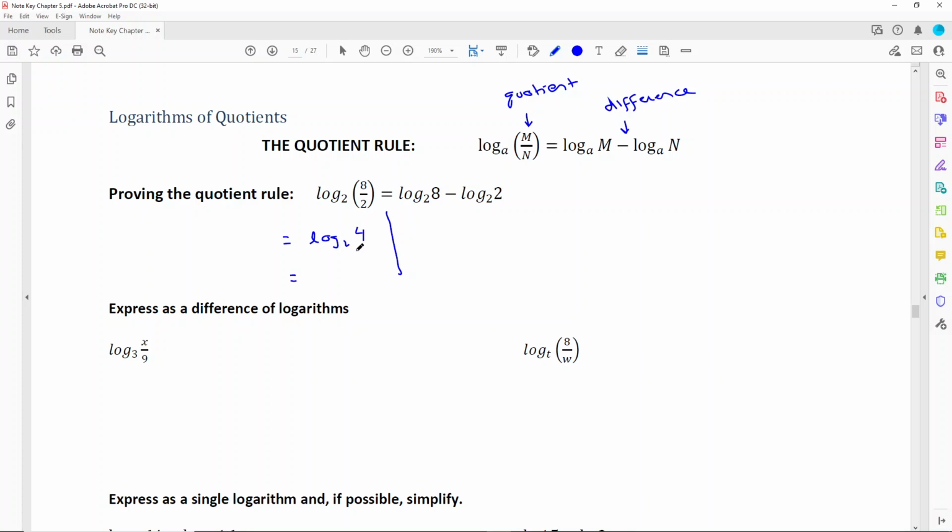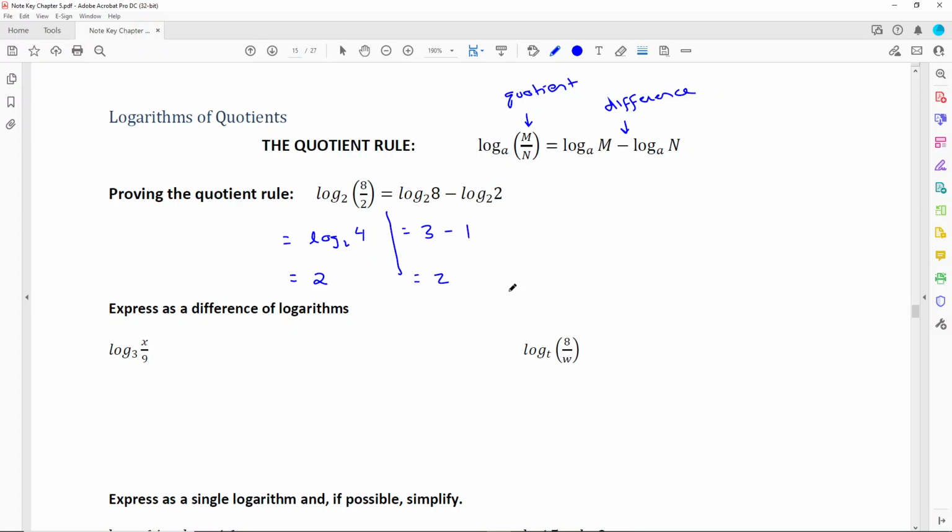Log to the base 2 of 4, 2 to what exponent is 4? 2. If I was to evaluate this, I have log to the base 2 of 8, which is 3, minus log to the base 2 of 2, which is 1, and 3 minus 1 is 2. So again, the quotient rule is true.